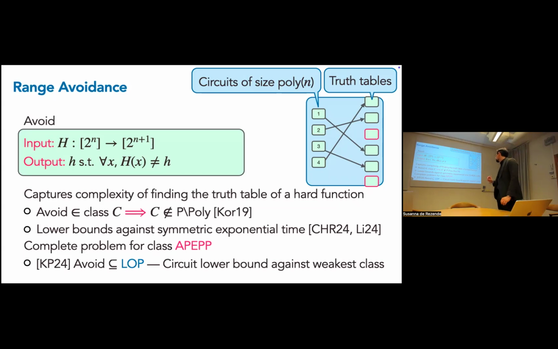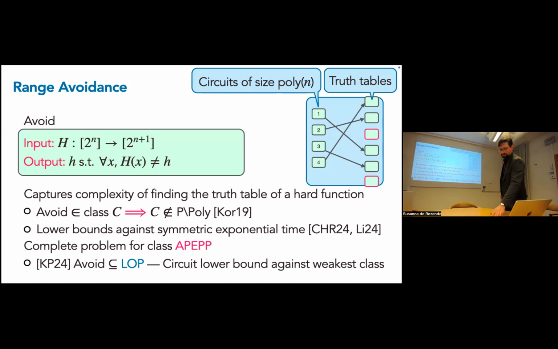And the weakest class against which we have lower bounds was in this recent paper by Chen, Hirahara, and Ren, who showed that Avoid is in this linear ordering principle class, which, for those of you in proof complexity, is the class characterized by the GTn problem or LOP problem, linear ordering.